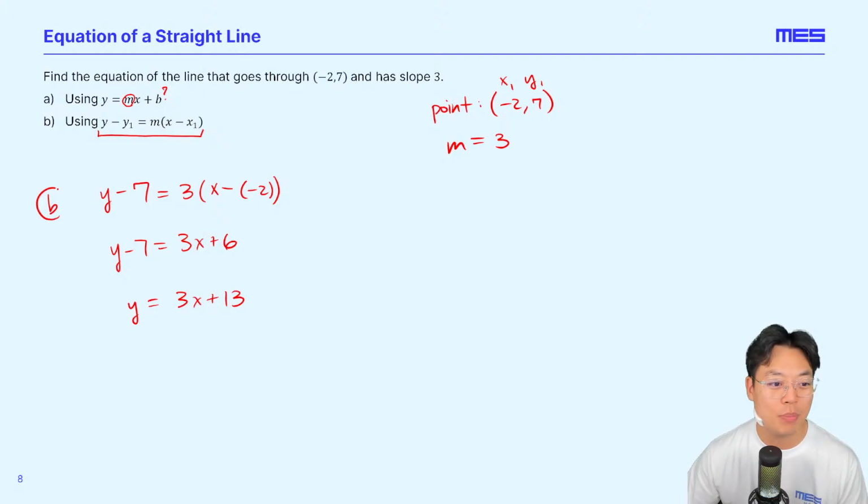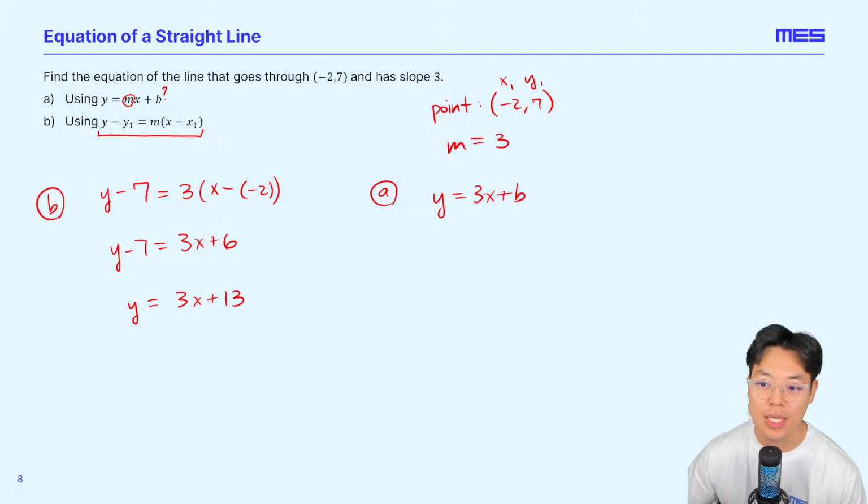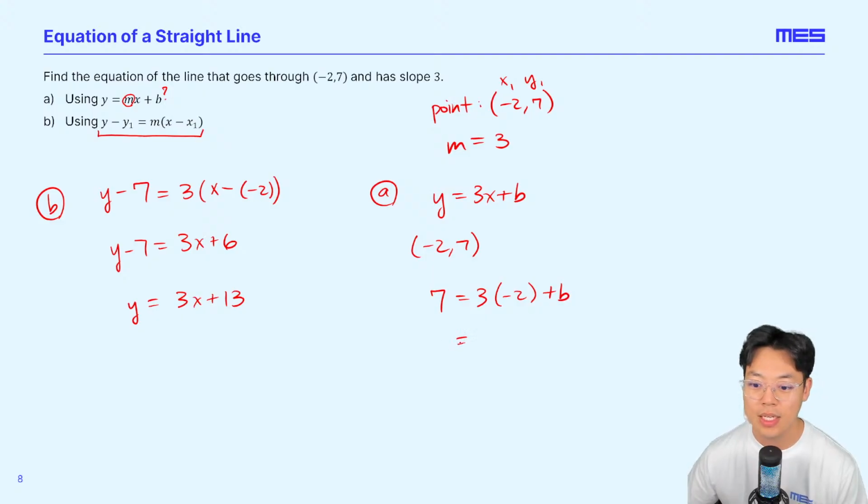So this is letter B. Now let's try it with letter A, see what happens. So we know y is equal to 3x plus b. We know x comma y is negative 2 comma 7. So when we plug these in, we get 7 is equal to 3 times negative 2 plus b. So 7 is equal to negative 6 plus b. B will equal, add the 6 to both sides, 13. And now we plug this back in for b. So we get y is equal to 3x plus 13.